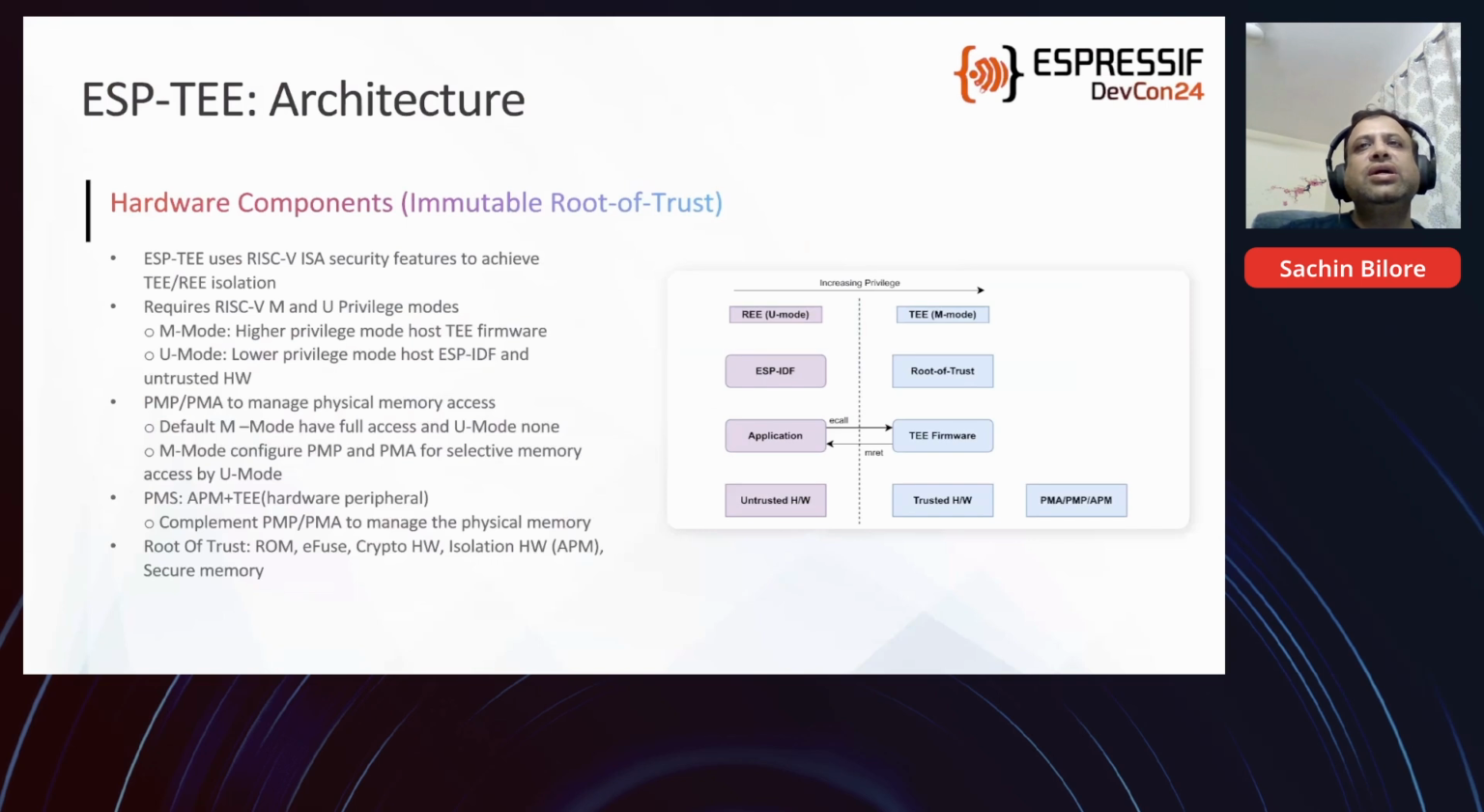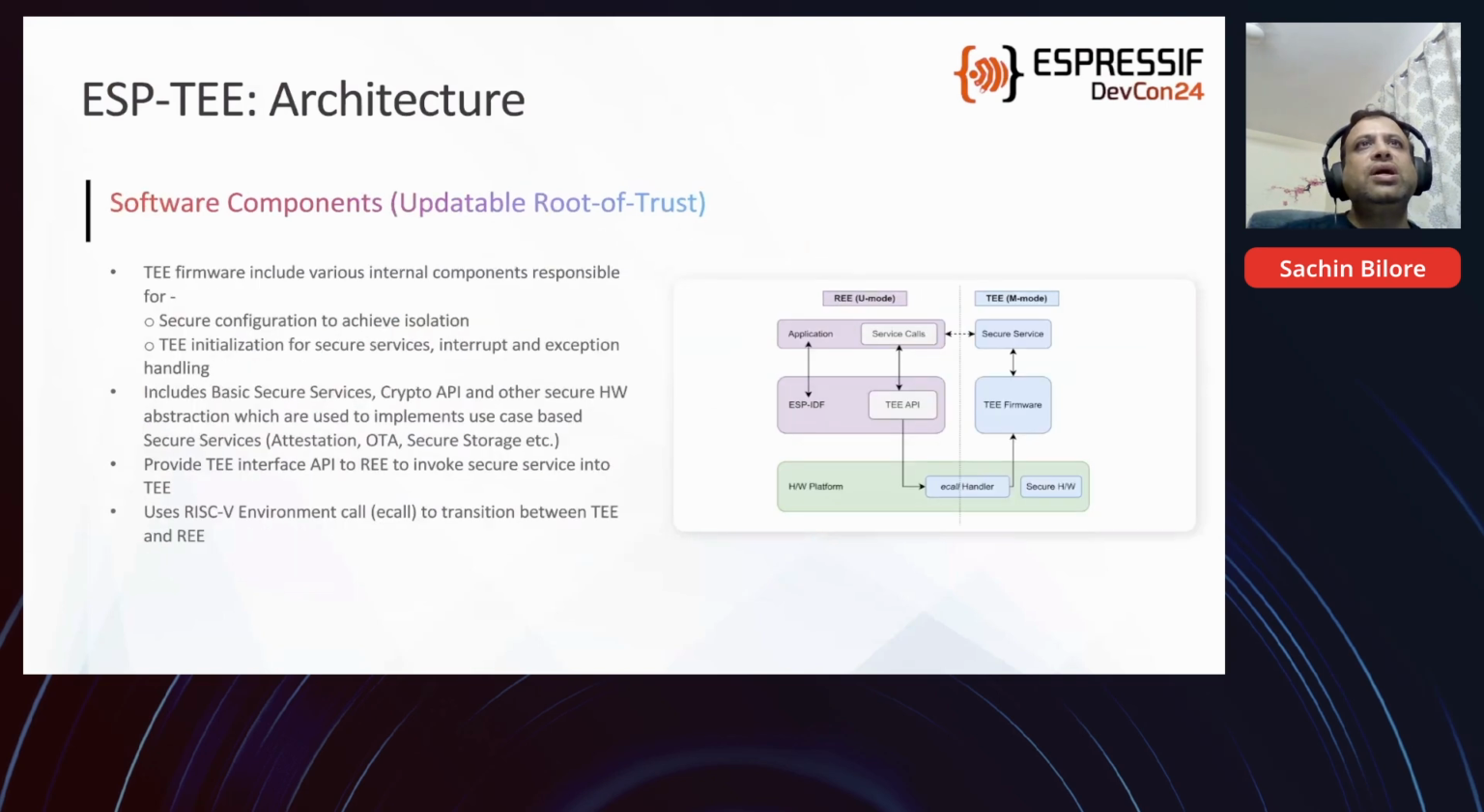Along with this, the trusted and untrusted hardware are placed into their respective worlds with the help of these isolation mechanisms configured in the hardware. So this is the immutable root of trust, which we just discussed: hardware primitives and hardware mechanisms which are configured to realize the isolation. Now we talk about the updatable root of trust, which is basically ESP TEE and its internal components.